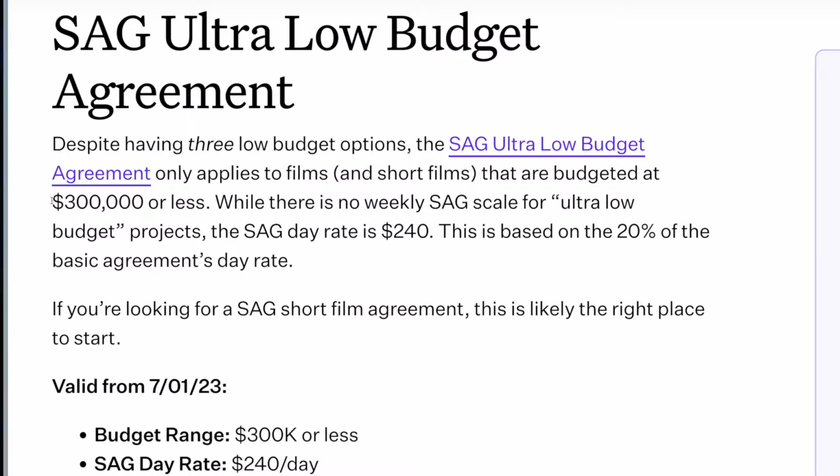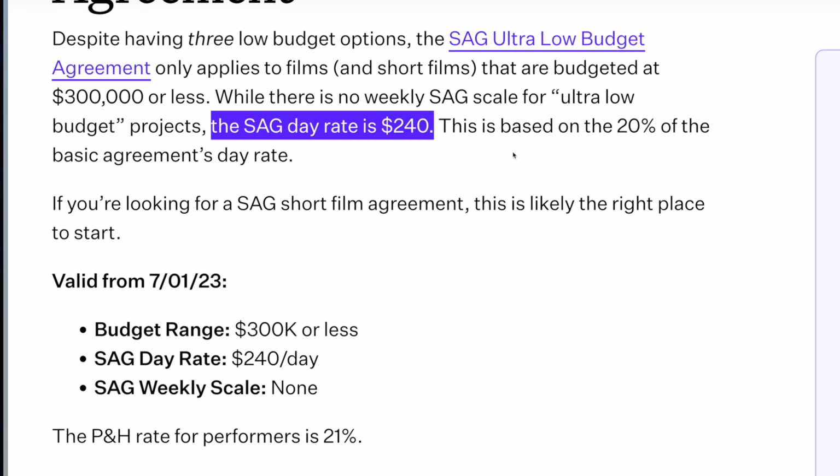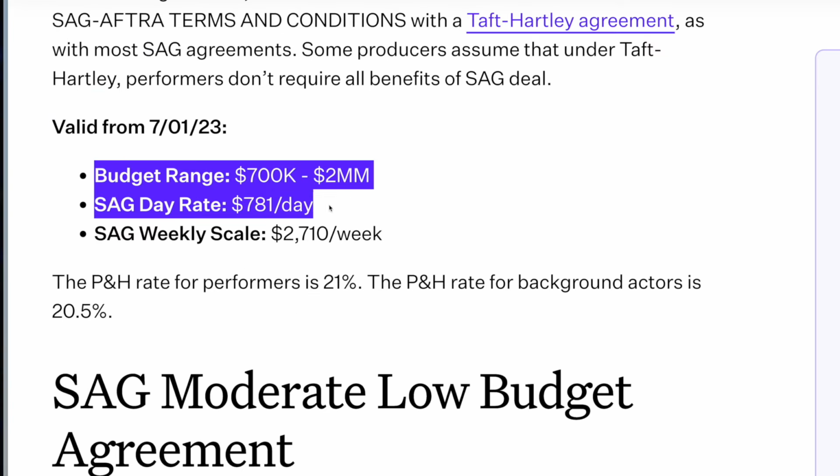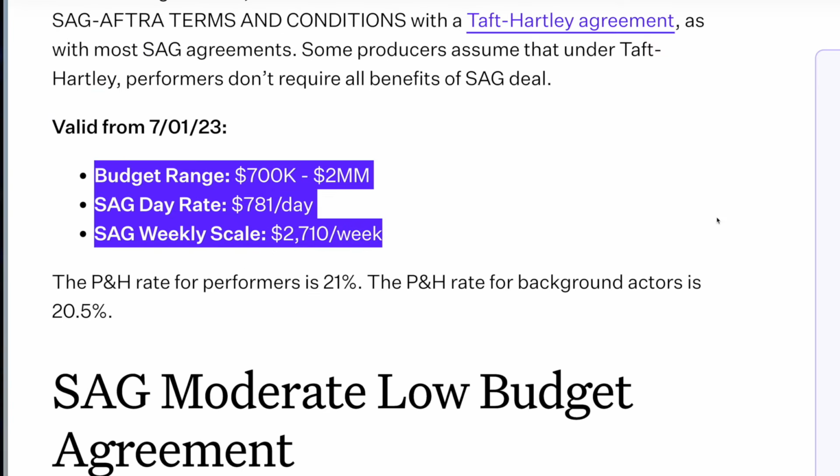So if our total budget for the movie is less than $300,000, we'd be paying the actors these day rates. But if our movie budget is, say, between $1 million and $2 million, let's say it's $1.5 million, we're going to pay these rates. Okay, so you might think that's simple enough, but wait, we ain't done here yet.